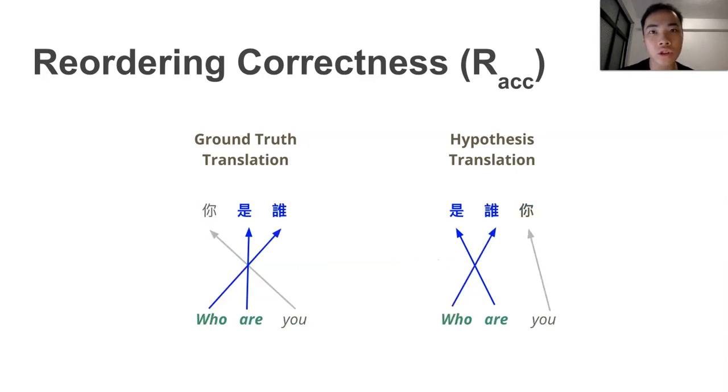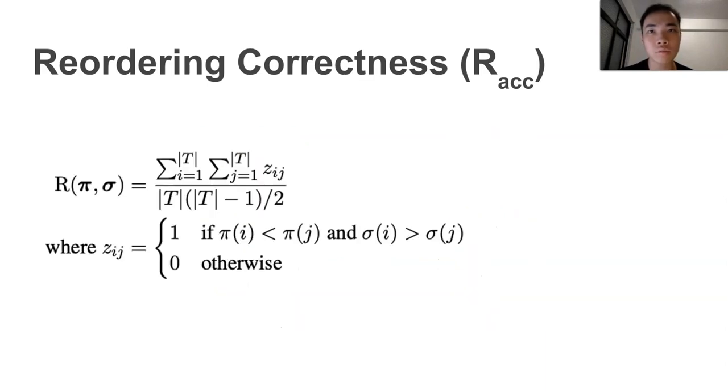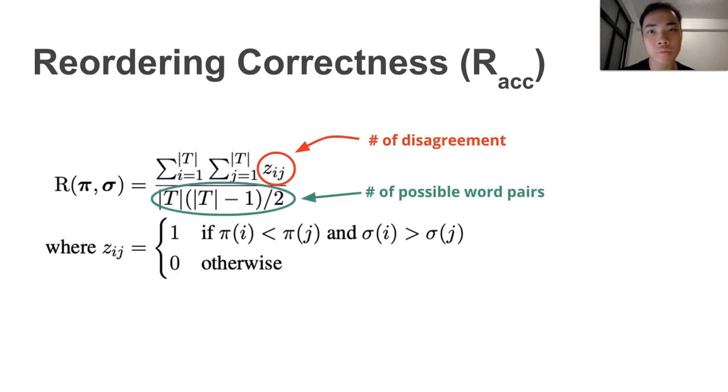For another situation, if the alignment directions are the same, which means two of them are all crossed or two of them are not crossed, then there is no disagreement in this situation. We collect all possible disagreement and divide the number of disagreement by the number of all possible word pairs. So we can measure the proportion of disagreement between these two alignments and evaluate the reordering capability of the model.